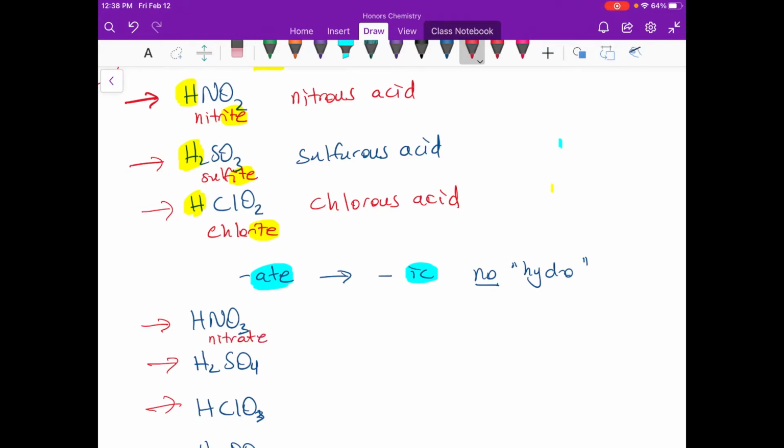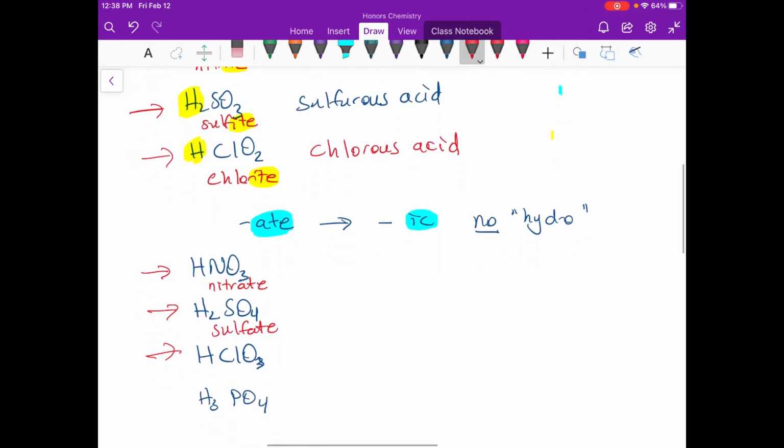So this is a nitrate anion. This is the sulfate anion, SO4 2 minus is sulfate. This is the chlorate anion, and this is the phosphate anion. Those are all polyatomic ions. So these all end in ate. Let's check. Ate, ate, ate, ate. So you're going to give them an ic ending. So nitrate, she ate ic.